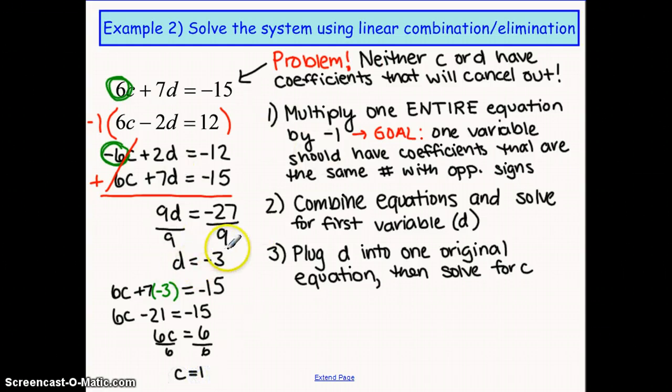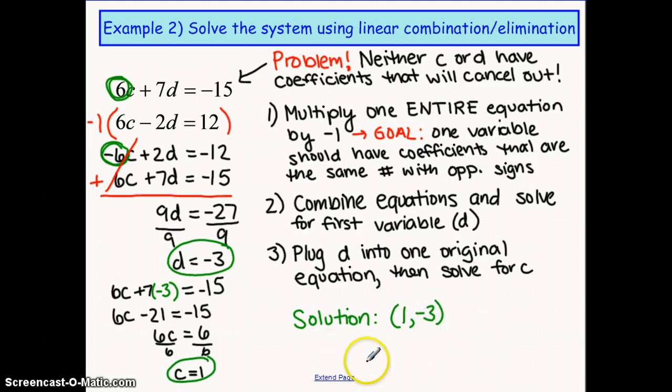So now we have two answers. We've got d equals -3 and c equals 1. So we're ready to be able to write our solution. We can say that the solution is the ordered pair, and we're going to go in alphabetical order since we don't have x, y. We'll do c is 1, so that will be the first coordinate, and then the second coordinate will be d equals -3. So now we have our solution.